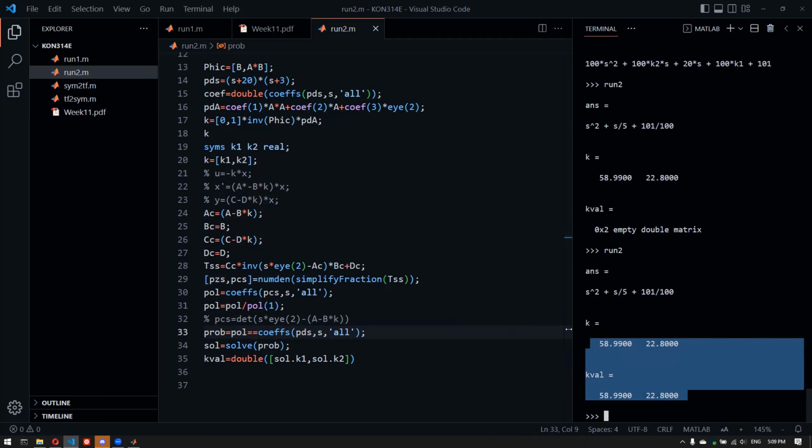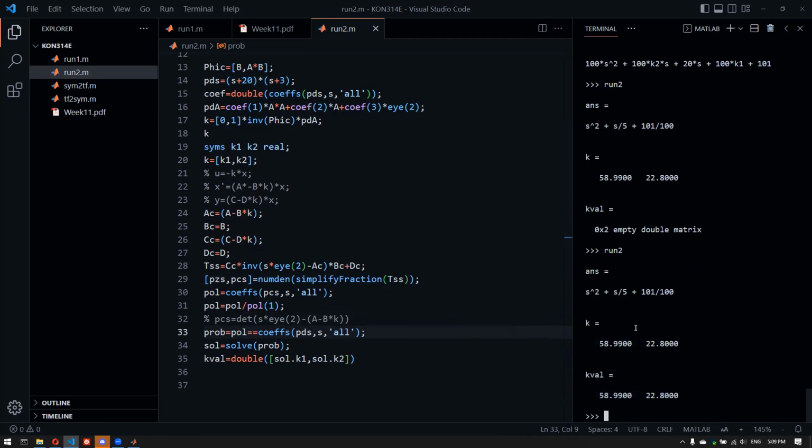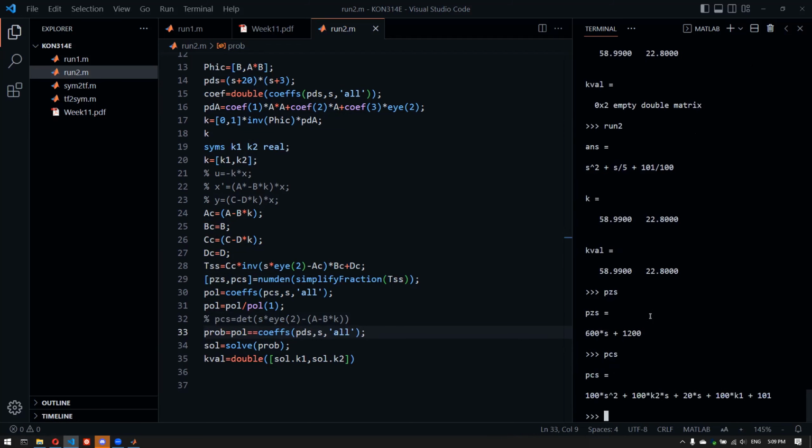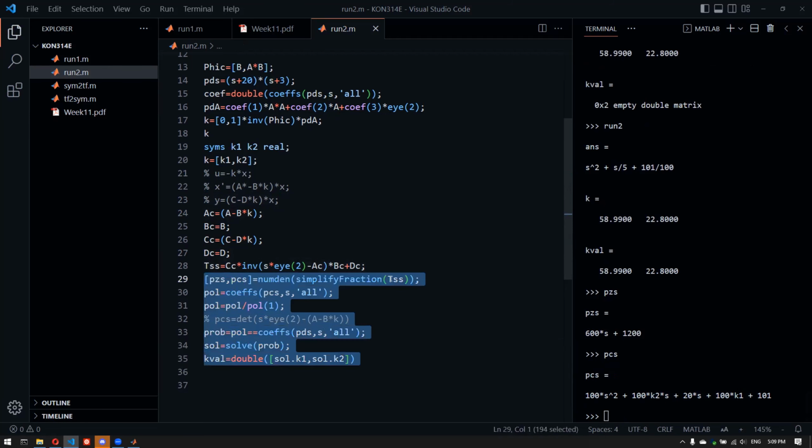Now again, you can see I have basically solved the same problem. Now I also have PZS and PCS, so I can see what the closed loop looks like. And yeah, that's quite interesting to note here. When you know the closed loop symbolic state space model, you can use the symbolic toolbox to come up with a transfer function, and then again use the polynomial coefficients assignment method that we use as the algebraic method all along.